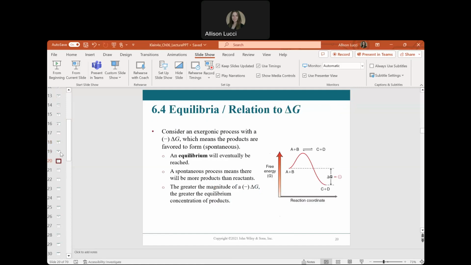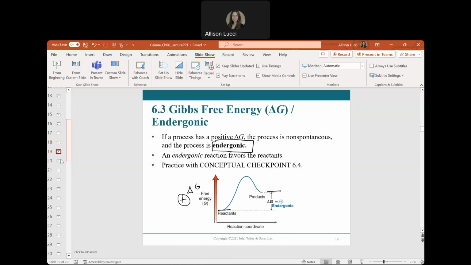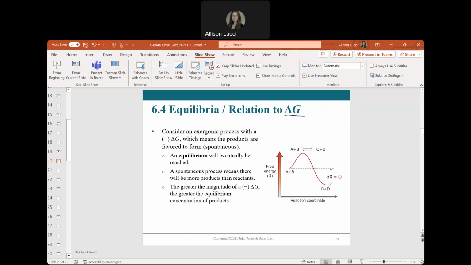So we will end this section here, and we'll look at a continuation and relationships of delta G in our next section.